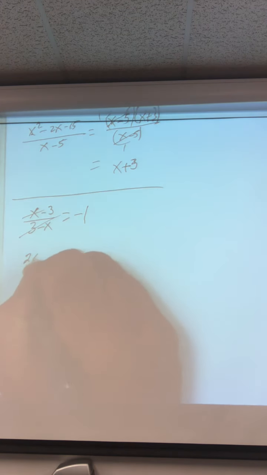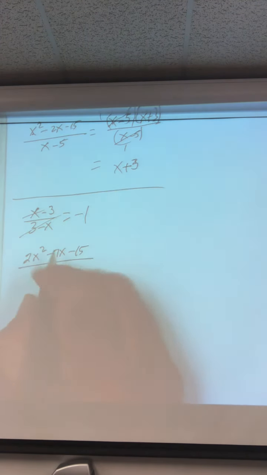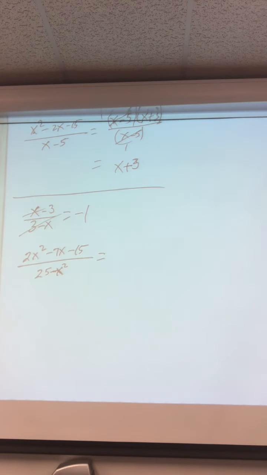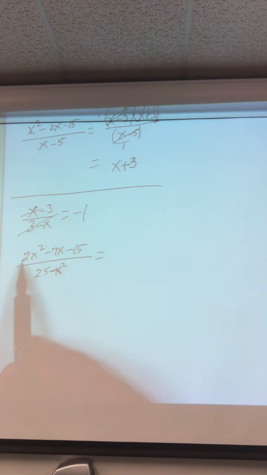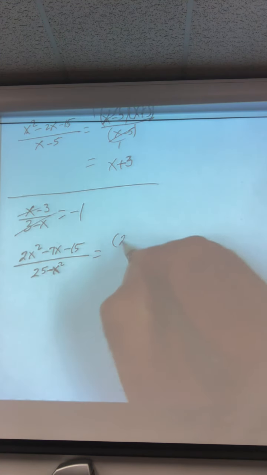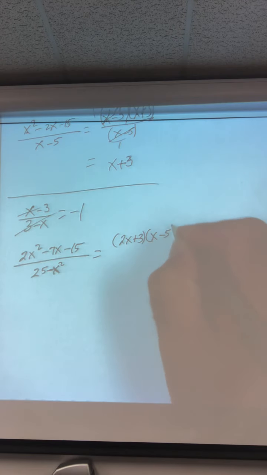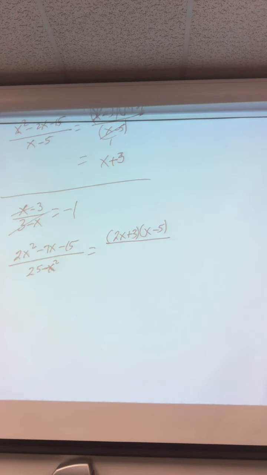Okay, let's look at one more. Okay, the top part. Trinomial. There's no GCF. This is not the easy case because of the 2. Now, let me show you how this factors. That's how that factors. Now, you say, Mr. Wright, I don't see where that comes from.